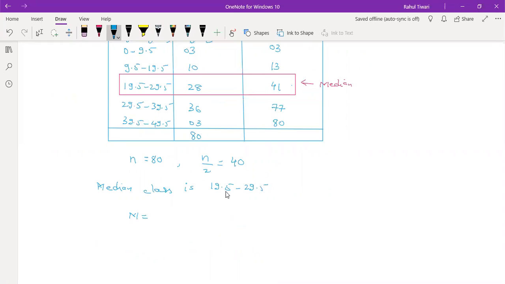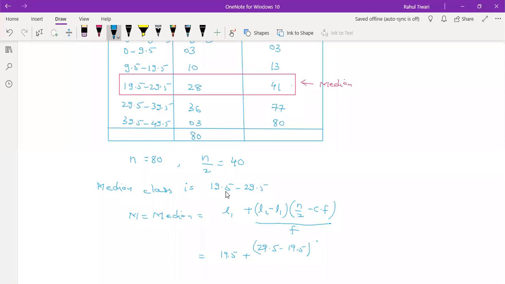Therefore, m, which is the same as median. What is the formula? L1 plus (L2 minus L1) times (n by 2 minus CF) upon f. Okay, so what is your L1 in this case? 19.5 plus (L2 minus L1). So L2 will be 29.5 minus 19.5.